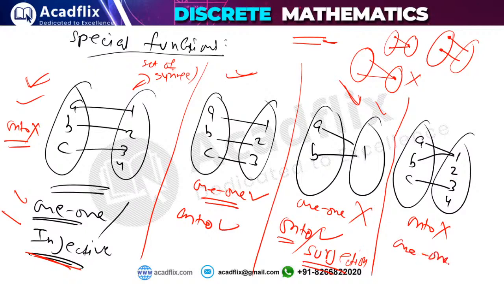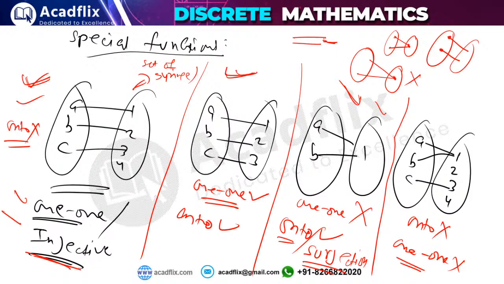This is not one-one also. Why? Because different elements are having the same image. Basically, this same injection is given to two different people, A and B. So this is not one-one, and this is not onto. This is onto but not one-one. This is both one-one and onto. This is one-one but not onto. So we have seen everything.